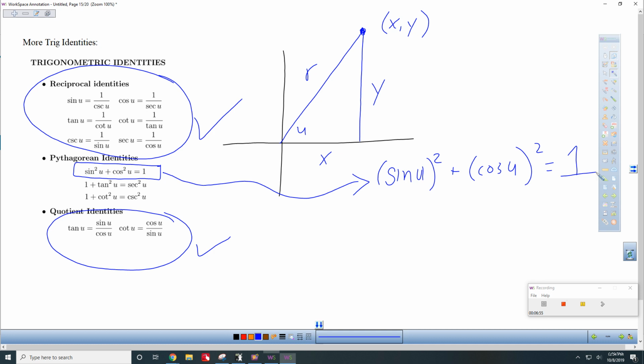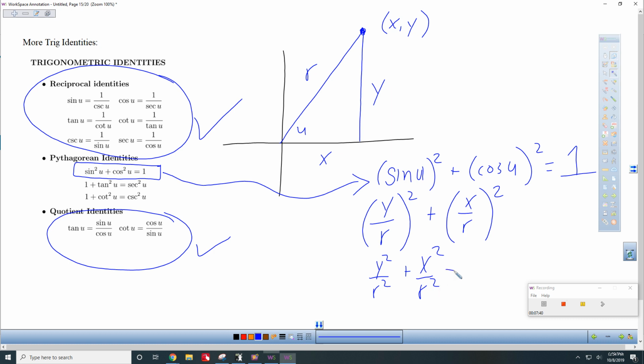What is the sine of u, Tara? According to x, y, and r. What's opposite over hypotenuse? So this would be y over r squared, right? And what's the cosine of u? Very good. X over r squared. All right, now let's do our fraction stuff. So that is y squared over r squared plus x squared over r squared.